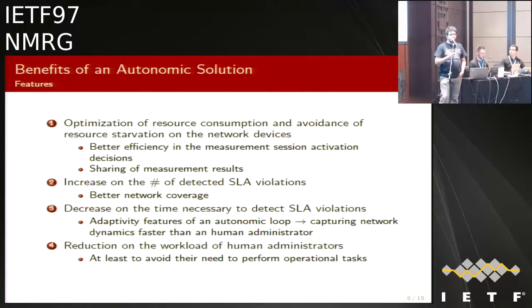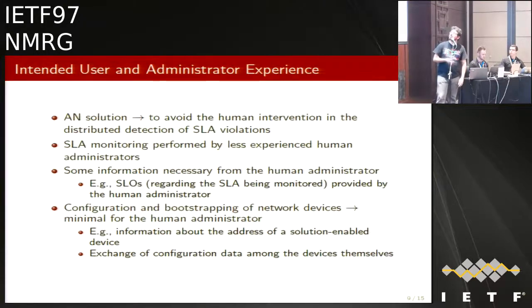Besides that, it's also expected in an autonomic solution a decrease of the time necessary to detect SLA violations, and this is because of the adaptivity of having an algorithm to reconfigure the probes and not to wait for a human administrator to do that in a network. And also we expect a reduction in the workload of human administrators. So at least we expect that it can avoid the human administrator needing to reconfigure the network considering all the changes in the traffic matrix.